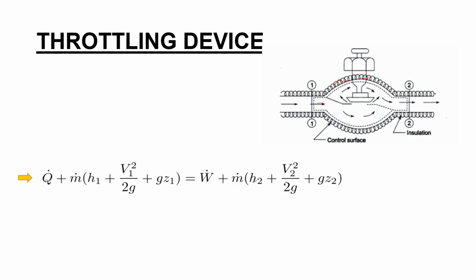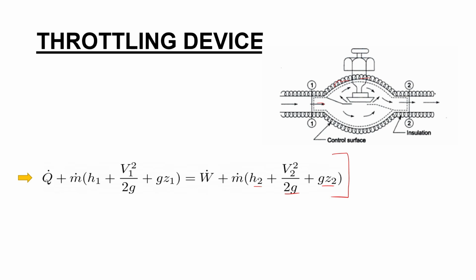So you can use the steady flow energy equation we have derived. This is the general steady flow energy equation, that is q dot plus m dot into h1 plus v1 square by 2g plus gz1 plus the work supplied, equals m dot into h2 plus v2 square by 2g plus gz2.